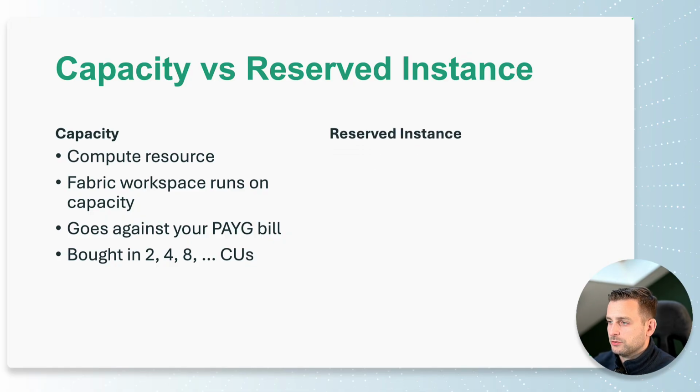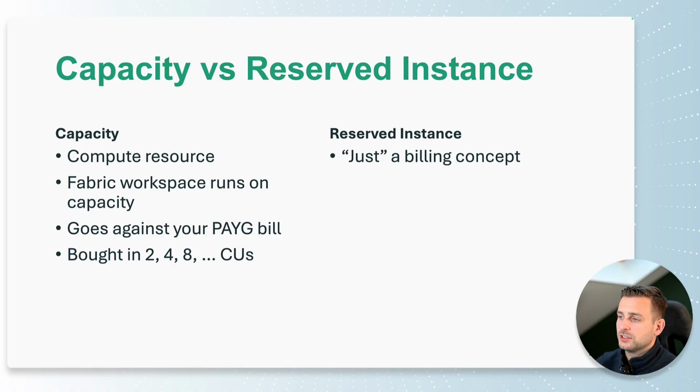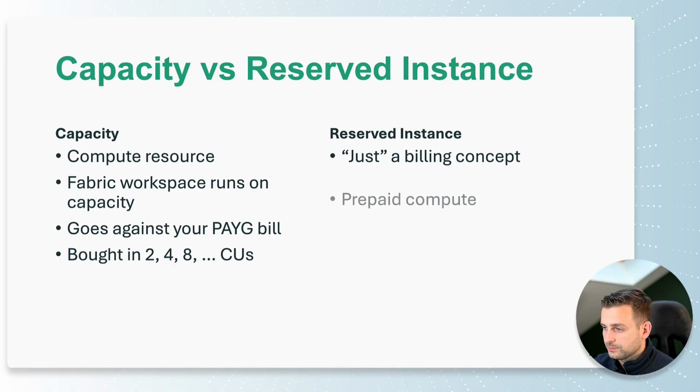On the other hand, we have the reserved instance. Now, what is a reserved instance? It is just a billing concept. A reserved instance is not a special capacity that you can get. It is something that Fabric doesn't even know exists. It only exists in the Azure billing part and not in any compute allocation or whatever. All right, so Fabric doesn't know it exists. It is just a billing concept.